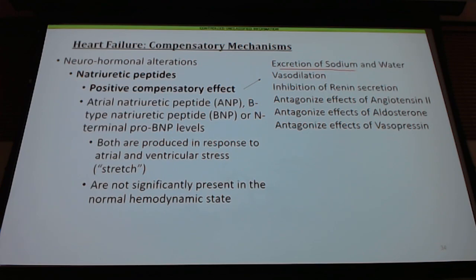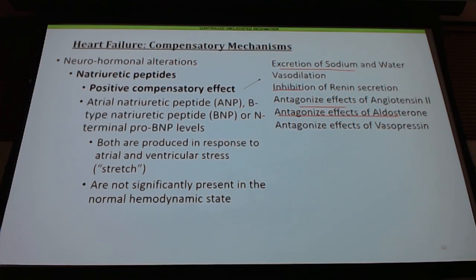if this is a volume overload problem, let's start getting rid of volume. So let's start excreting sodium and water. Let's block the RAS system to prevent additional volume overload, right? Let's also stop the effects of aldosterone, which is an additional volume control problem. Let's stop the effects of angiotensin II, which yes has an effect on the aldosterone release, but if you recall, angiotensin II also has a direct vasoconstrictor component. So I'm going to block that vasoconstriction.